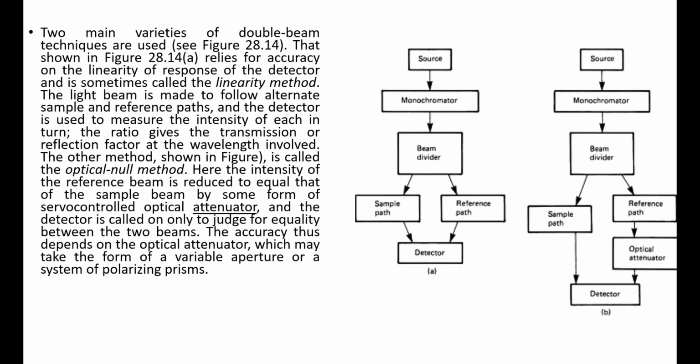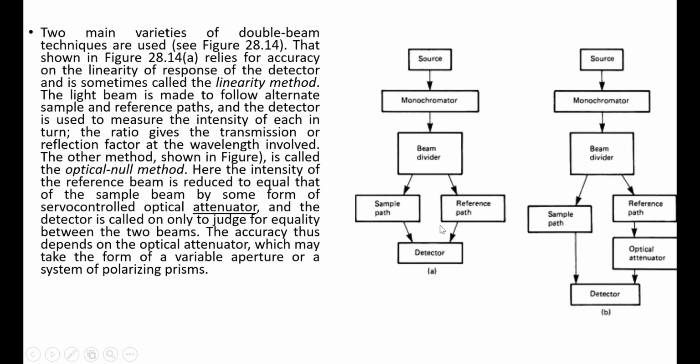But in the other method, the optical null method, the intensity of the reference beam is reduced to equal that of the sample beam by some form of self-control optical attenuator. So you see the additional component here, the optical attenuator, and the detector is called on only to judge for equality between the two beams. One beam is generated by the sample, another beam is generated by the reference. So accuracy depends on the optical attenuator.